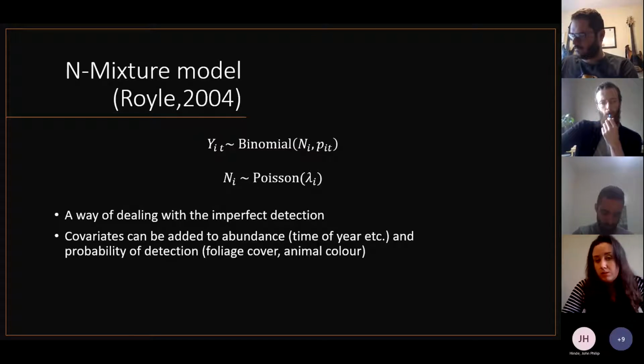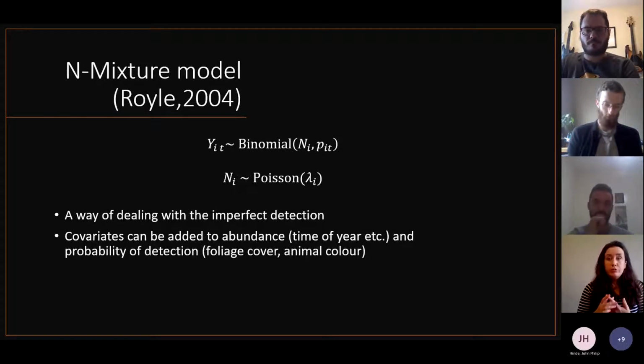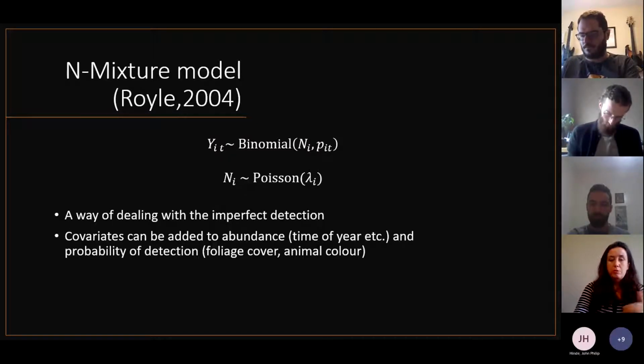These observed abundances are assumed to follow a binomial distribution, and they depend on two parameters, N and p. N is the actual abundance at that site, and p is the probability of detection. It's this probability of detection which is how imperfect detection is incorporated into these models. If your probability of detection was low, then you would be more likely to have data that suffers quite highly from imperfect detection than you would if your probability of detection was high.